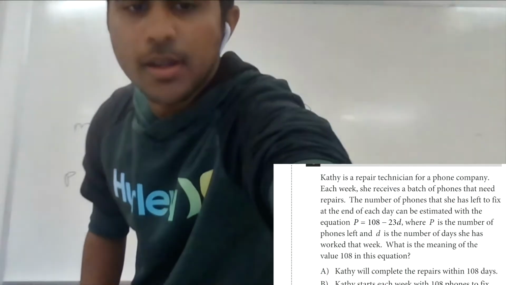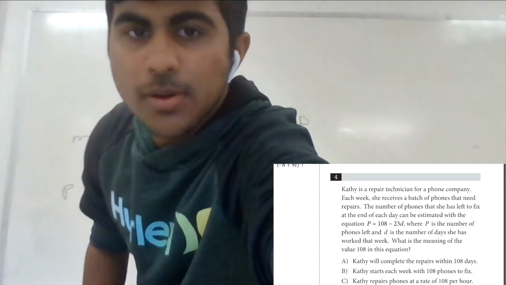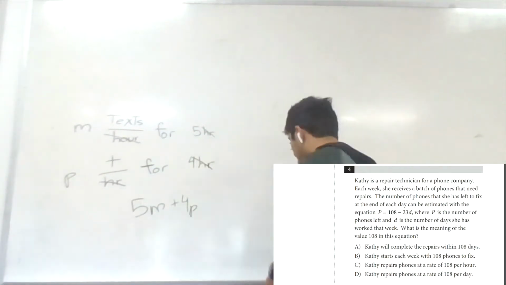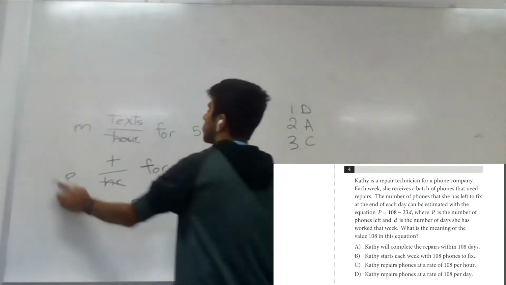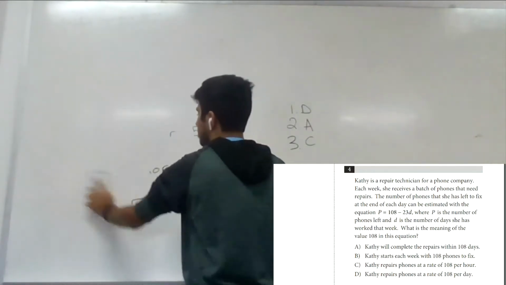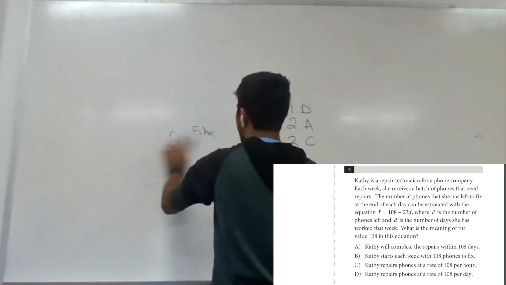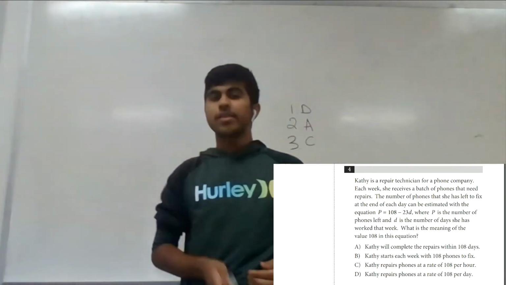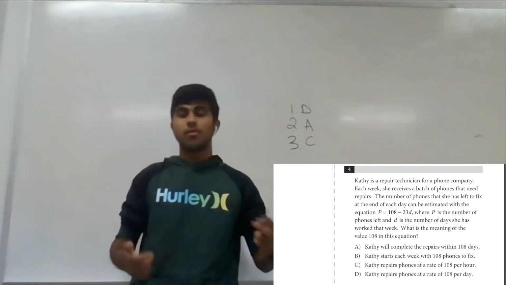Let's scroll down to that. This one seems to be one of those where it's not just computation anymore. Trying to interpret something. So question number 4. What do we have for question number 4? Question number 4 says Kathy is a repair technician for a phone company.